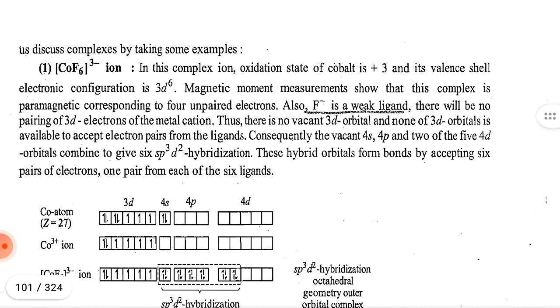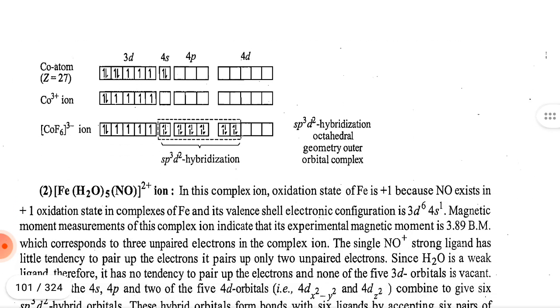Thus, there is no vacant 3d orbital, and none of the 3d orbitals is available to accept electron pairs from the ligand. Consequently, the vacant 4s, 4p and 2 of the 5 4d orbitals combine to give 6 sp3d2 hybrid orbitals. These hybrid orbitals form bonds by accepting 6 pairs of electrons, 1 pair from each of the 6 ligands.